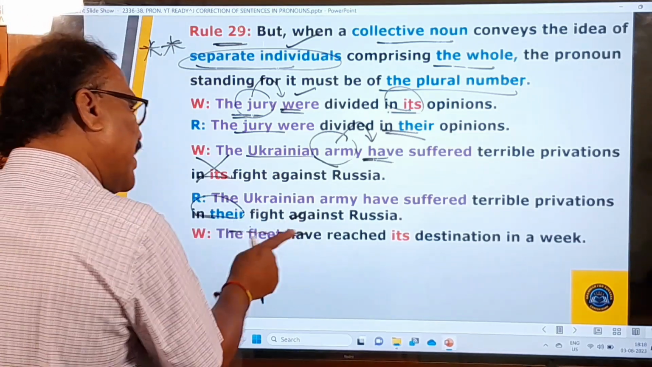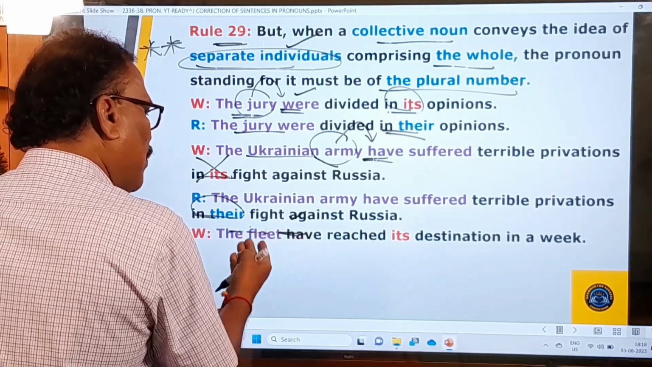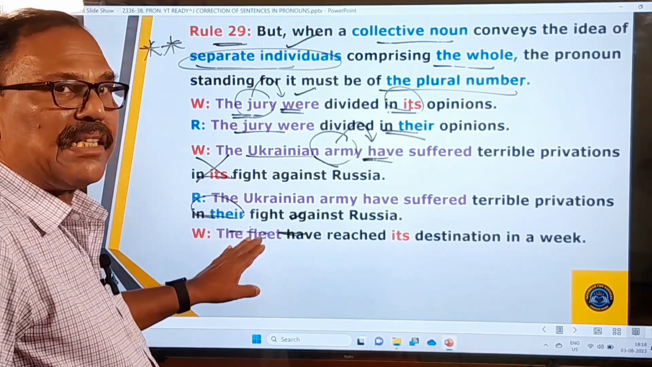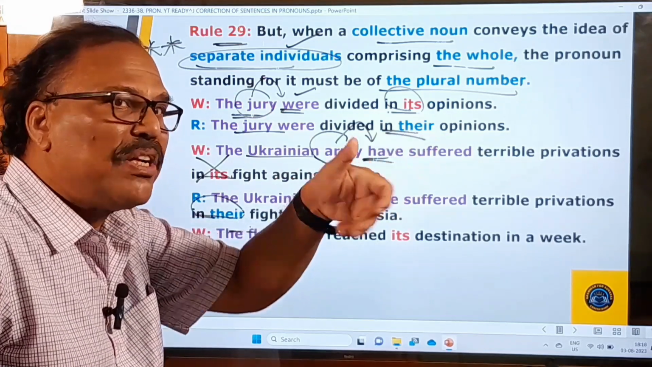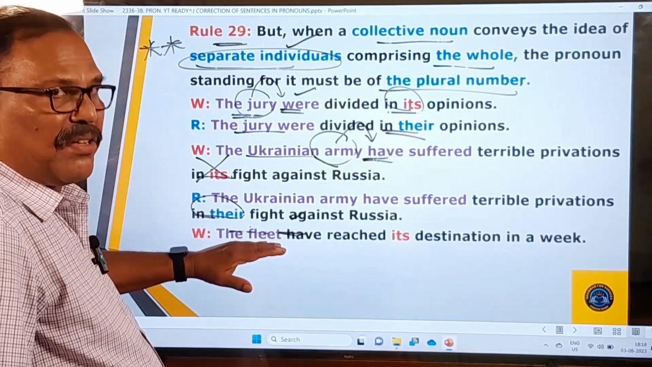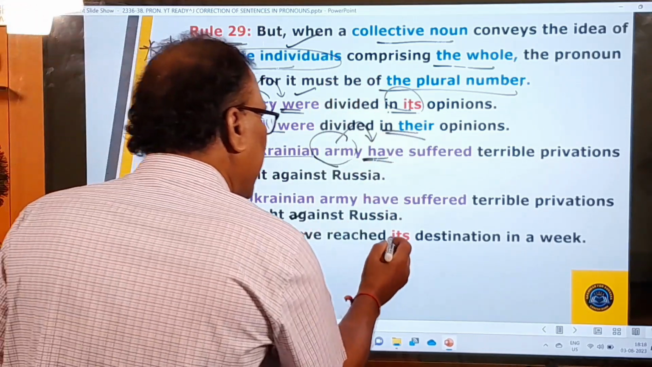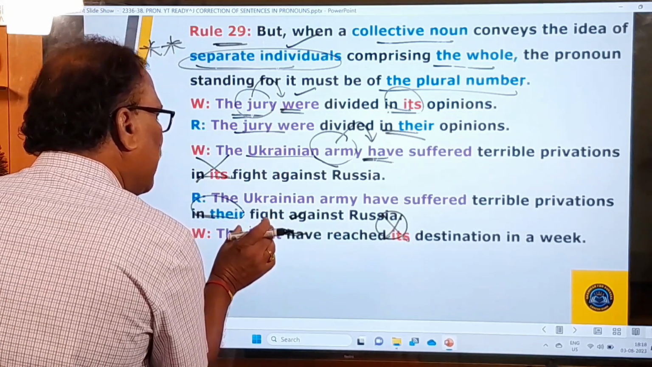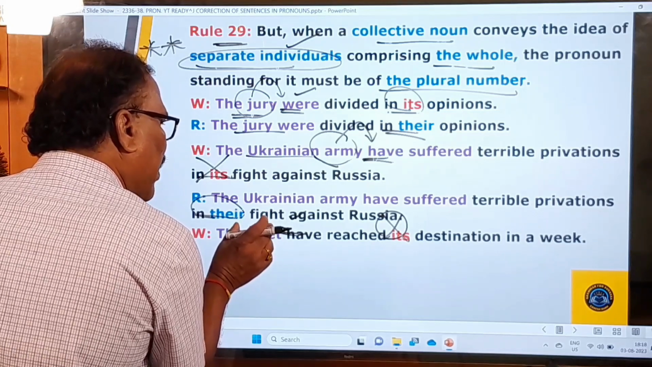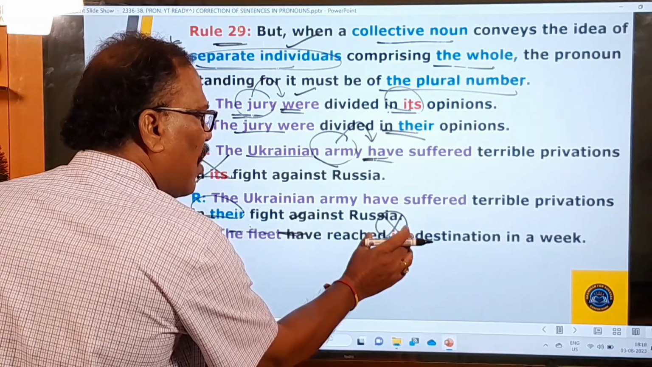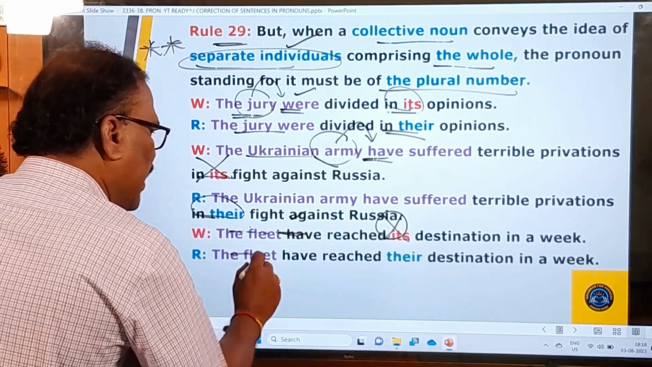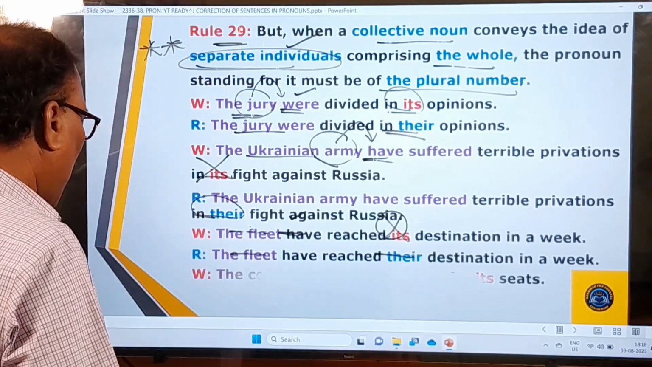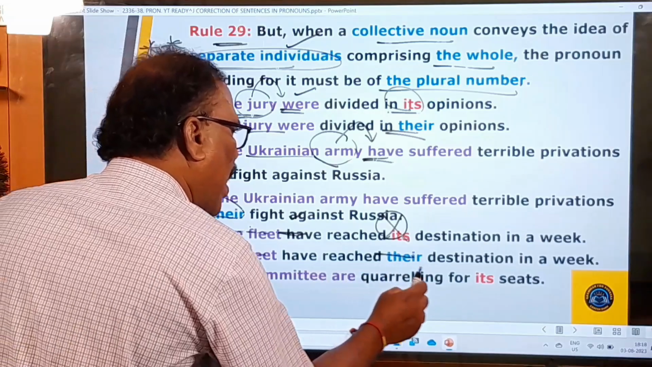So here, the fleet have means whenever you see this verb, you must immediately think the speaker of the sentence is referring to the individual ships of that fleet. Okay, the fleet have reached its destination. Wrong. When the fleet is taken as a plural one, then the singular pronoun should not be used. What should we use? The fleet have reached their destination in a week. Okay, and one more example is given here. The committee are quarreling for its seats.